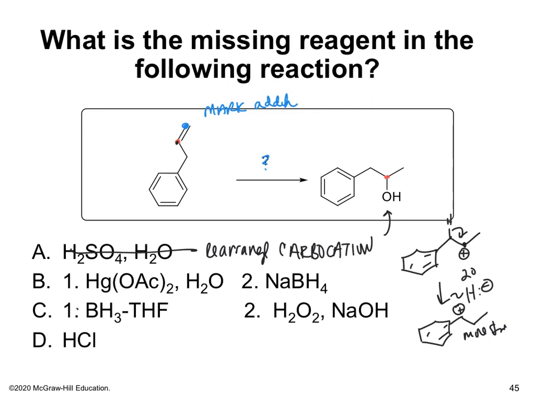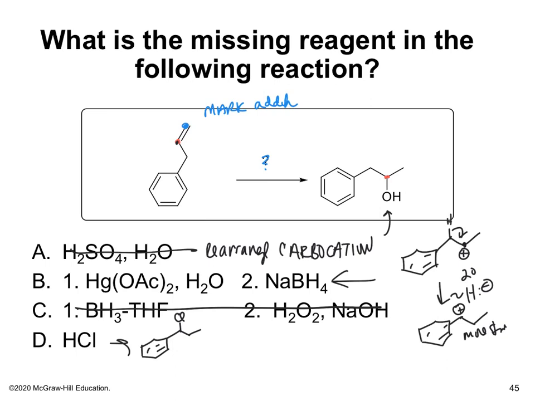It's Markovnikov, so it can't be the anti-Markovnikov. HCl, what would that give you? I mean, you would get the carbocation rearrangement here, and then the chloride would come here. So that would be that product. So the answer is this one here.